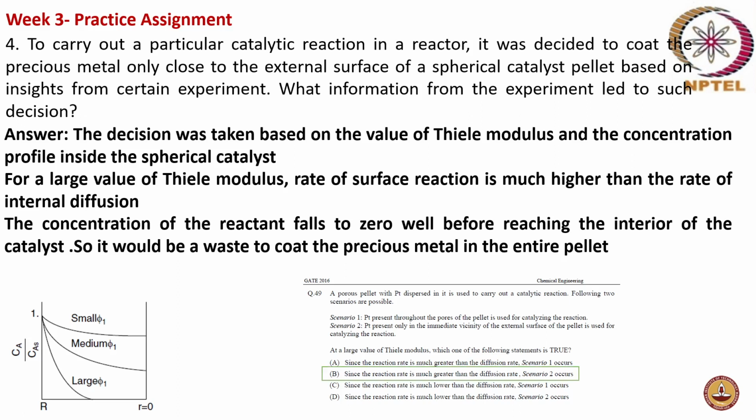It is actually B, right? Because your Thiele modulus is large. That means your reaction rate is greater than the diffusion rate. That means scenario 2 is preferable. That is, platinum present only in the immediate vicinity of the external surface of the pellet is used for catalyzing the reaction.